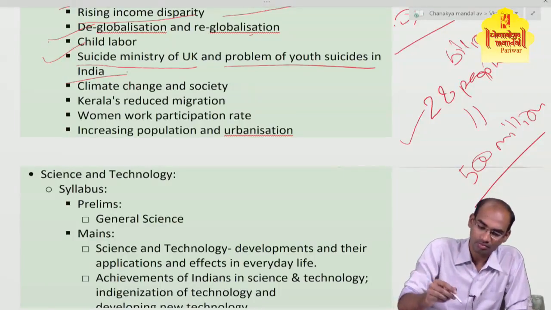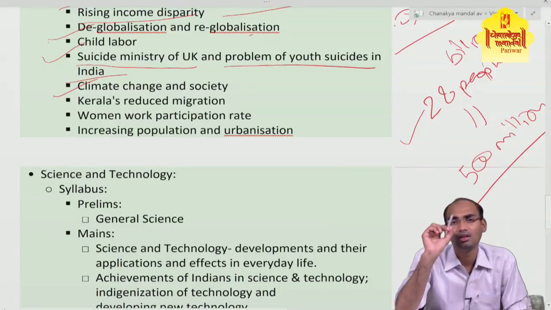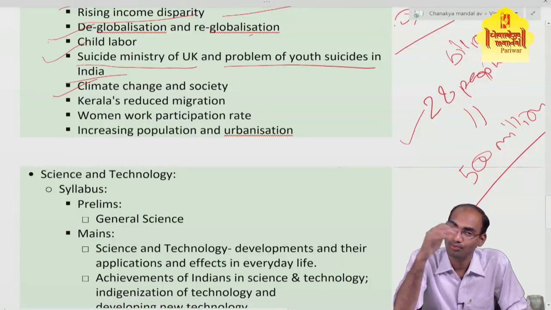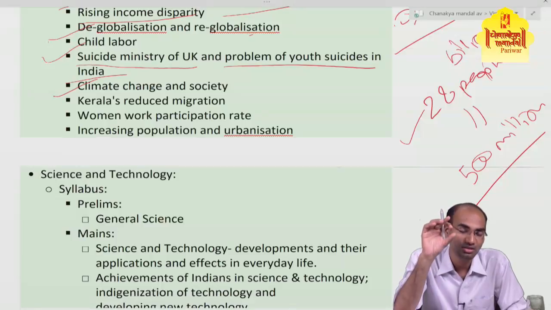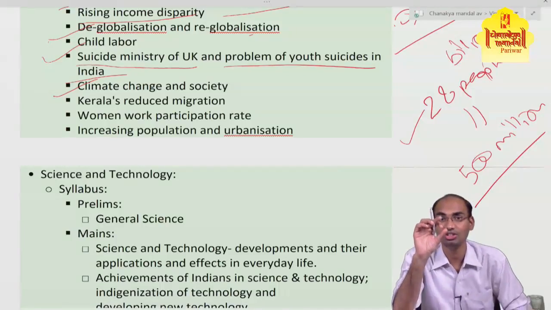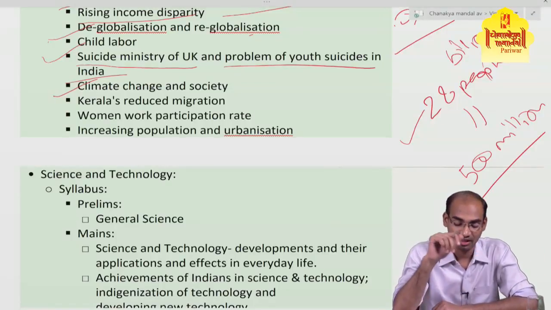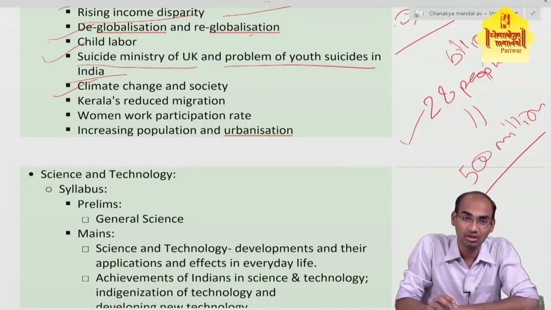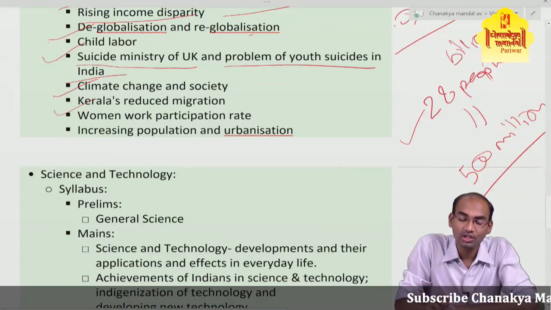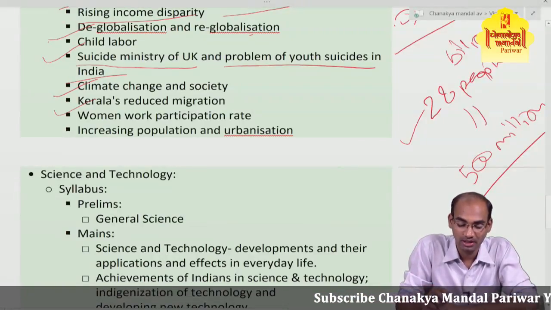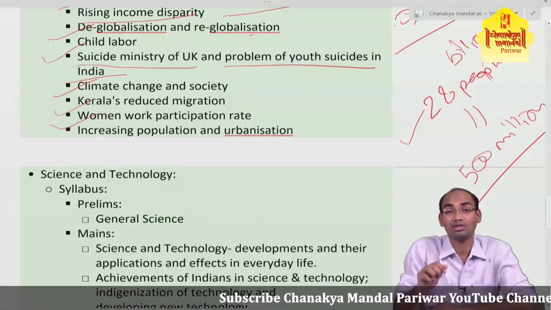Then climate change and society. Climate change is going to be everywhere. You name the area, there is going to be some impact of climate change in that particular sector. You need to study that also. Kerala's reduced migration, which I explained earlier. Women work participation rate.